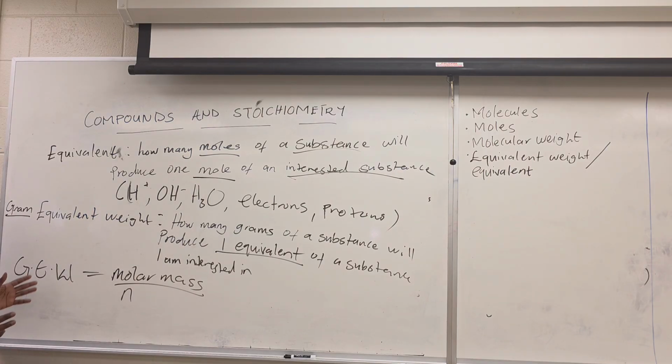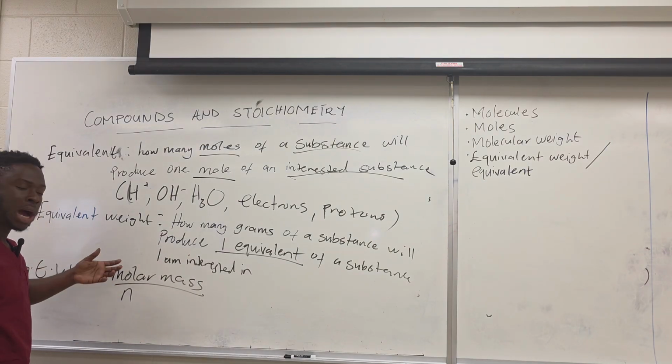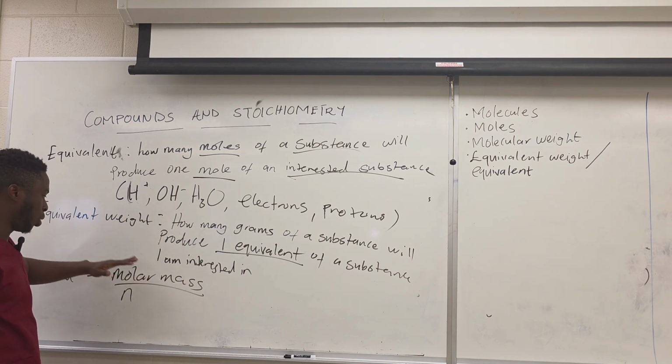So for us to get this into a conceptual understanding, once again, let me go over it. Equivalence is how many moles of a substance will produce 1 mole of a substance that I'm interested in. And those could be hydrogen ions, hydronium ions, H3O, electrons, protons. The gram equivalent weight, if I add a gram to it, I bound the measurements into grams. It is how many grams of the substance that I have right now will produce 1 equivalent of a substance that I am interested in. And then we came out with a formula that the gram equivalent weight will be the molar mass, because usually if I have just 1 mole of a substance, its mass is its molecular weight.